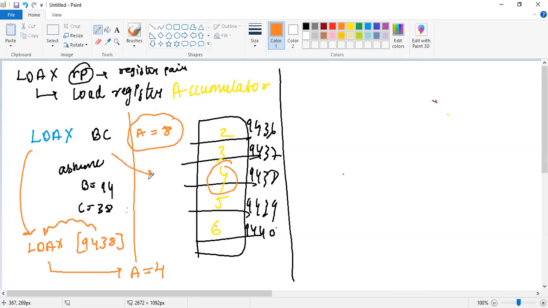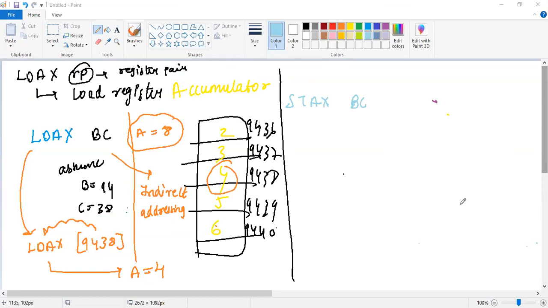Now if we observe, this is the indirect addressing mode. Why? Because we are not directly giving the address. The address is present in registers B and C. So this is your indirect addressing mode, and this is how LDAX works. Similarly, there is something called STAX. This is the exact opposite of LDAX. In LDAX, the content is stored in A, which stands for your accumulator.